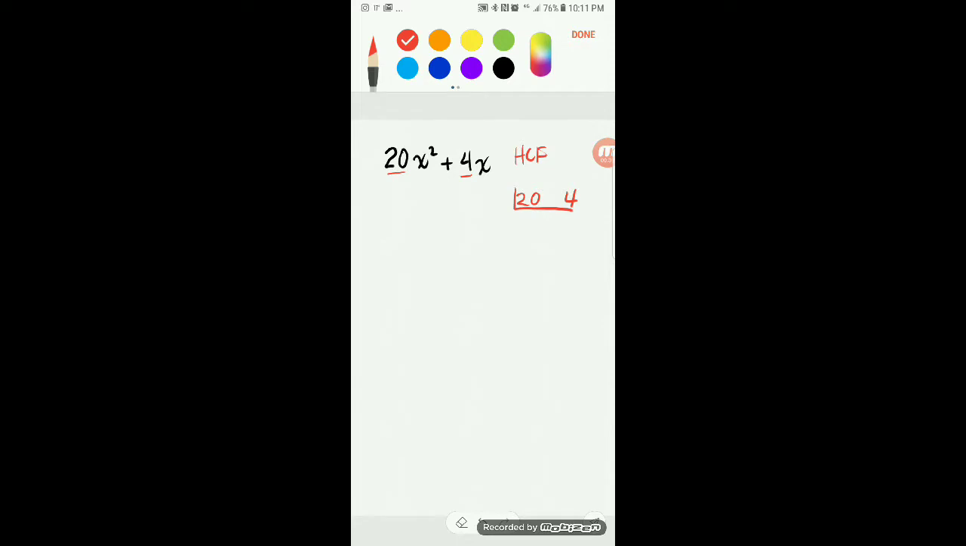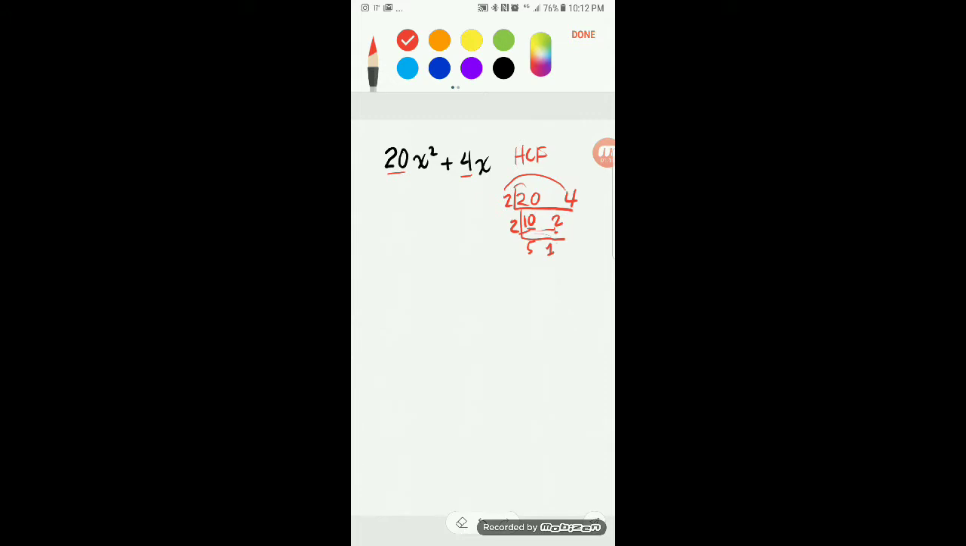Okay, for those of you who don't understand why the HCF is 4, we can do it step by step, okay? So, what number can divide 20 and 4? Okay, the smallest one, those two are even numbers, so we can say that 2 can divide 20 and 4. So, 20 divided by 2 is 10. 4 divided by 2 is 2. Now, these two are still even numbers, so I can still divide by 2. So, 10 divided by 2 is 5. 2 divided by 2 is 1.